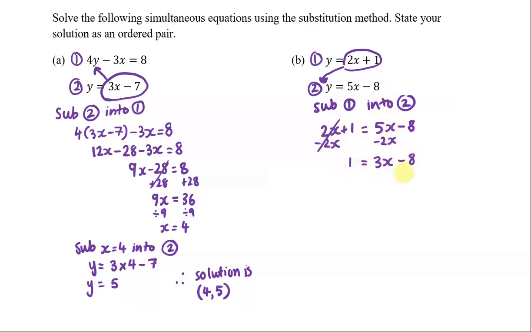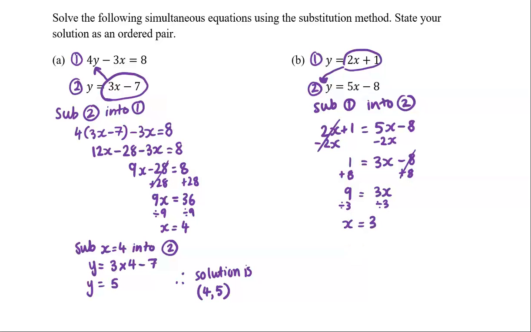We want to isolate the x, so we add 8 to both sides. Get rid of that constant term. On the left, we have 9 equals 3x, and on the right, it's 3x because the 8s cancel. So to find out what x is, we need to divide both sides by 3. And we're left with x is equal to 3. So we found out what x was.